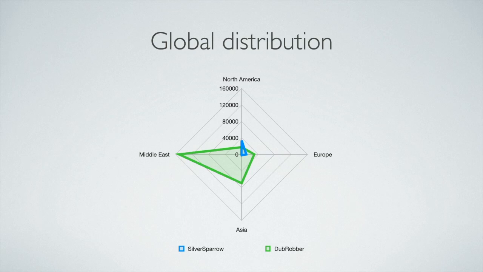So I did this after Apple released Numbers 11.2 with support for these radar charts. Of course, I had to nerd out and add one. This shows the distributions of Silver Sparrow and DubRobber, or XCSSET. You can see that DubRobber was mainly Middle East and Asia, as we mentioned, and Silver Sparrow was mainly North America and Europe. It's interesting to see how those distributions look on the chart.